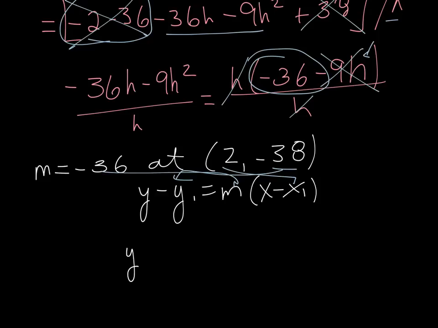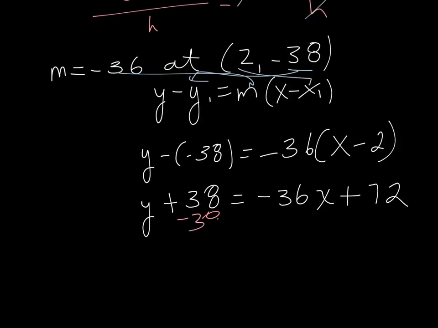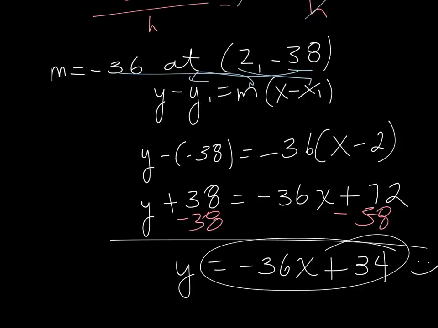There's my y1, there's my x1, and we just found the slope. So I'm going to have y minus a -38 equals the slope I found, -36, and x minus 2. Make it look a little better, so y plus 38 equals -36x plus 72. Solve for y, because that's what my math lab wants. So y equals -36x plus 34, and that is your final answer.